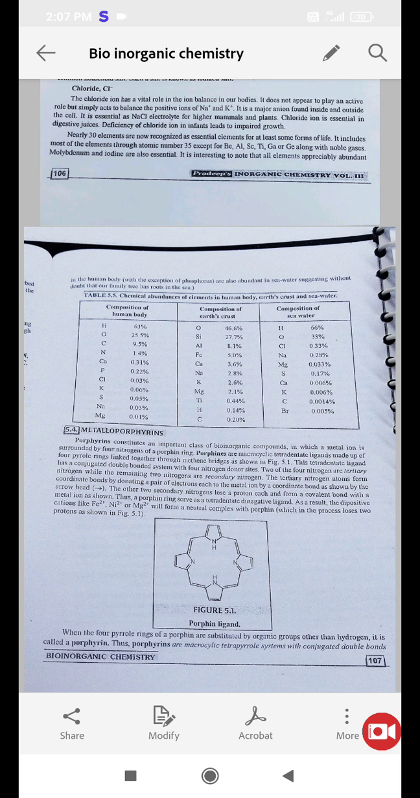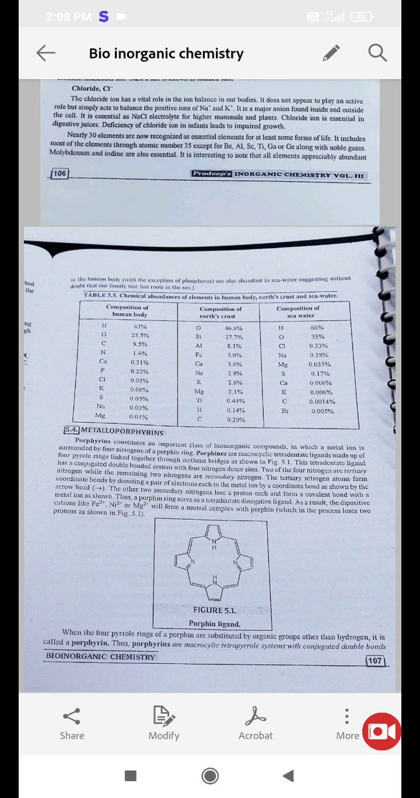This is a chemical abundance table of elements in the human body, earth crust and seas. Next is metalloporphyrin. Porphyrins constitute an important class of bioinorganic compounds in which a metal ion is surrounded by 4 nitrogens of the porphyrin ring. Porphyrins are macrocyclic tetradentate ligands made up of 4 pyrrole rings linked together through methine bridges, as shown in figure 5.1.